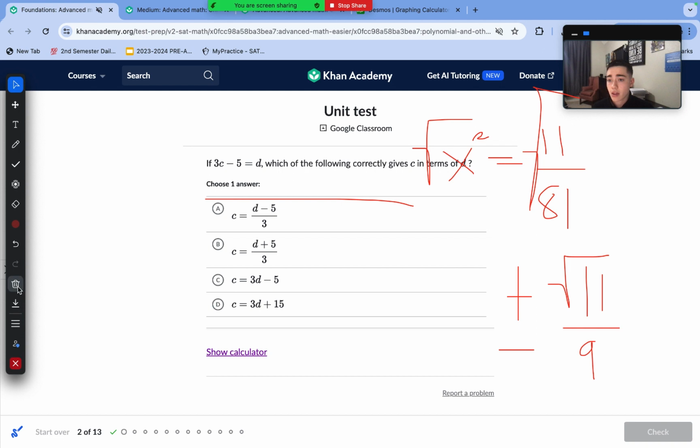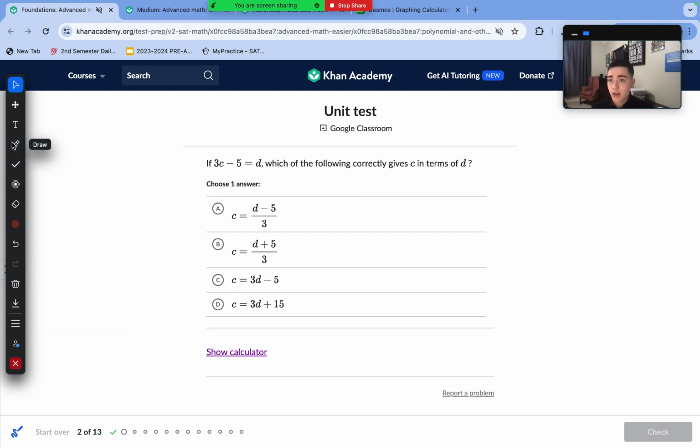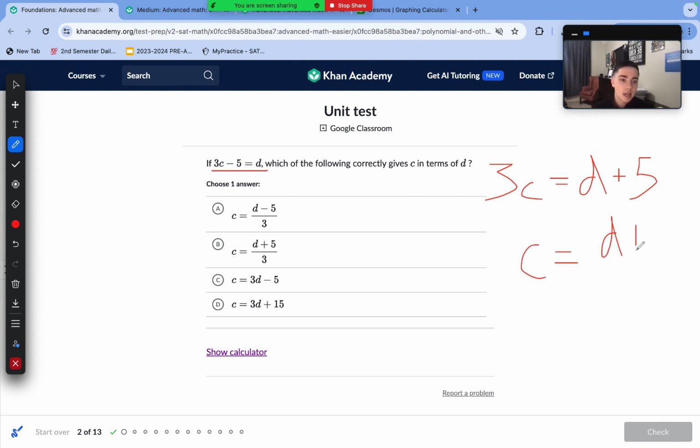All right, on to our next question here. We have this expression and we need to rearrange it to isolate the C variable. How we isolate the C variable is that we need to move over that negative 5 first by adding 5 on both sides. Now we have 3C equals D plus 5. To further isolate, there's a 3 multiplying with our C. In order to get rid of that, we divide both sides by 3, so that we have C equals (D plus 5) over 3. That matches answer choice B.